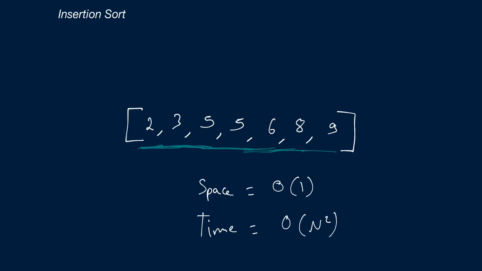But in the grand majority of cases, the average performance is O of n squared time, and so is the worst case performance. So that is it for the conceptual overview of insertion sort. Let's actually implement it in code now.